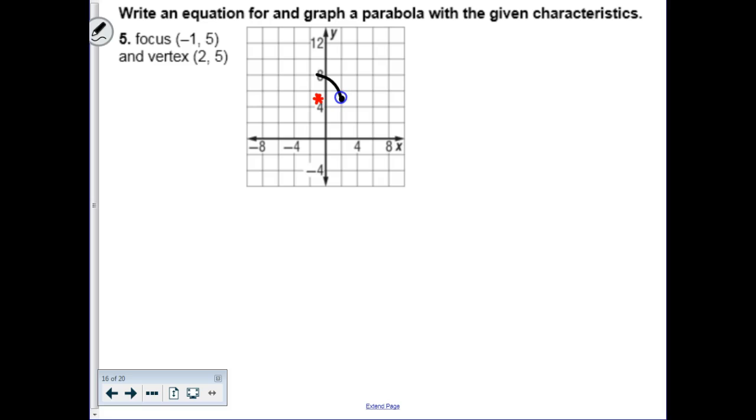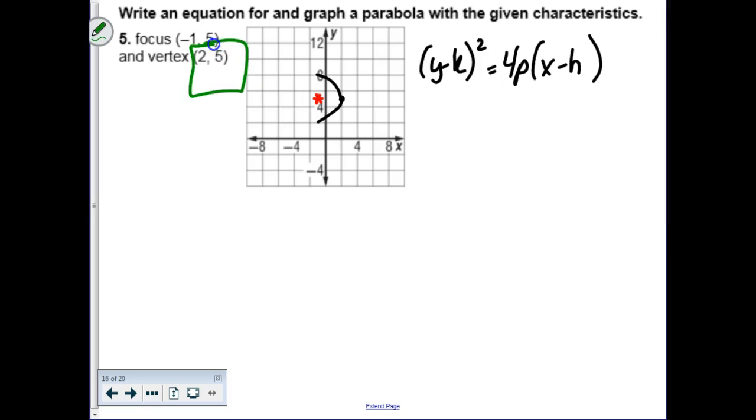I don't really know exactly what this looks like, but if the parabola is supposed to hug the focus point, it looks to me like we have a sideways, a horizontal parabola that's been flipped over, reflected. Keep that in mind. All I want from you is, can you write the equation for me? The equation we're going to use is y minus k squared equals 4p times x minus h. Good news, you already know h and k.